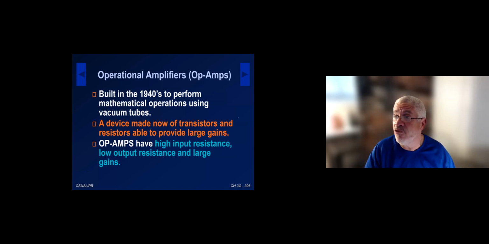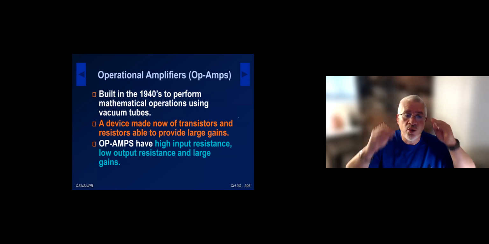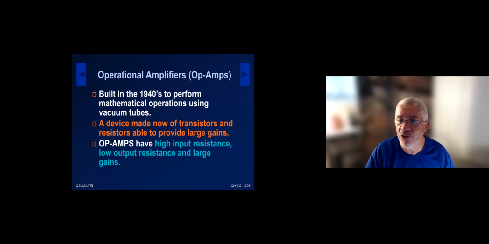Originally, they were built in the 1940s using vacuum tubes, large vacuum tubes, because most of you don't know that even televisions were using vacuum tubes not so long ago. But they were built to provide large amplification. You wanted to essentially multiply a voltage by 1,000 to amplify that voltage, and op-amps were a good way to do that. 500, 1,000 were typical gains that you can accomplish using an op-amp circuit.